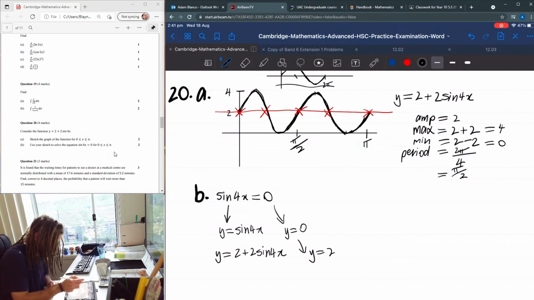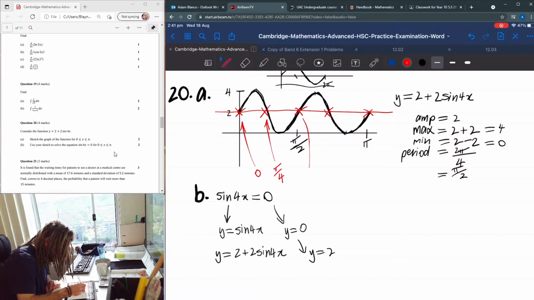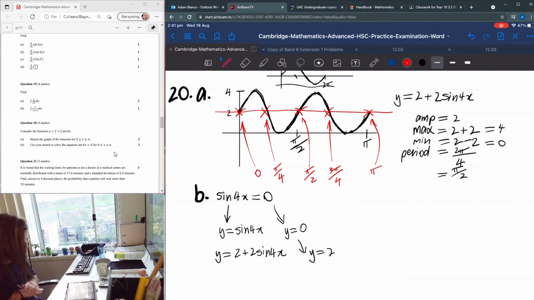So I'm just going to look at my graph. Do it in red. I know that that's 0. I know that that's pi on 4. I know that that is pi on 2. I know that that is 3 pi on 4. And I know that that's pi. It's a kind of hard question, I suppose, but it just relies on you having a decent picture, because if you didn't have a decent picture, then you're kind of screwed.